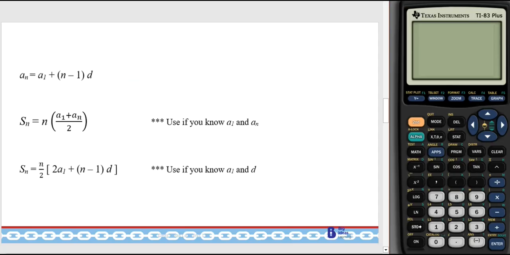So looking here, we have the formulas for arithmetic sequences and series. This first formula here will give us any term in the sequence, right? A1 is our first term. N is our term number. And D is that common difference. It's pretty awful writing there, but you get the point.